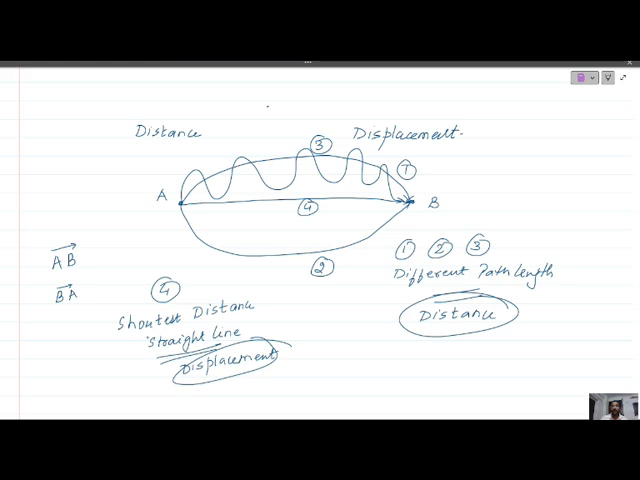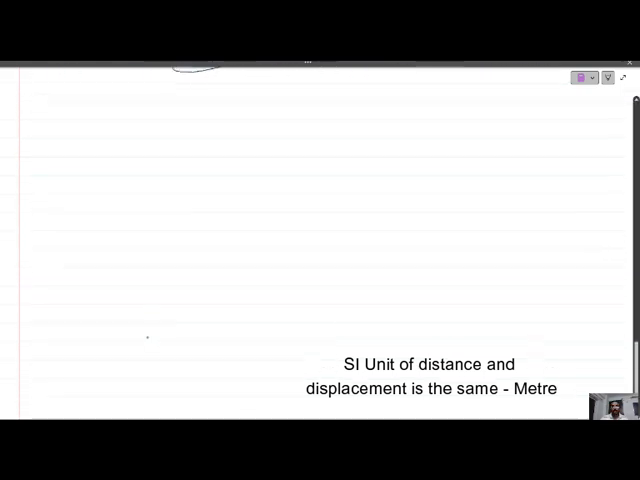So there are two important points here. One, there are infinite possibilities of distances, but there is only one possibility of displacement, and that displacement is a straight line going from point A to point B. Okay? Now, let us move on to the next point.